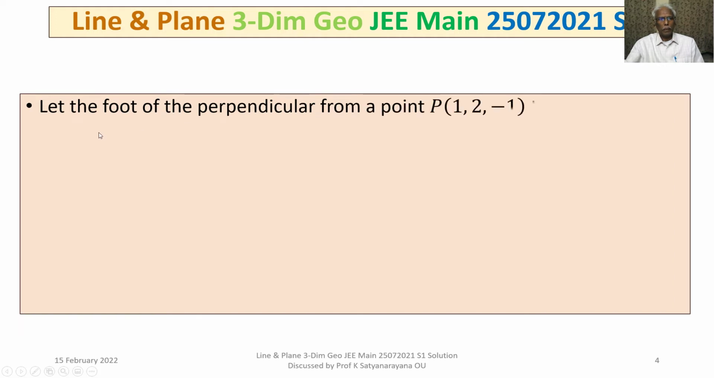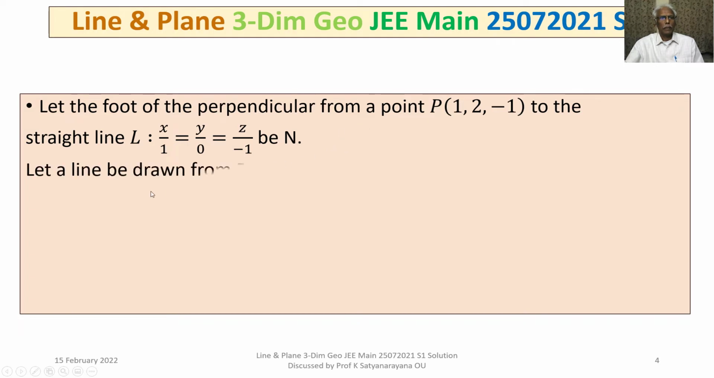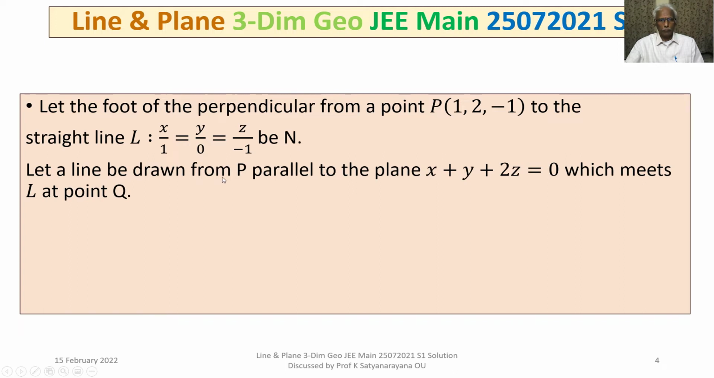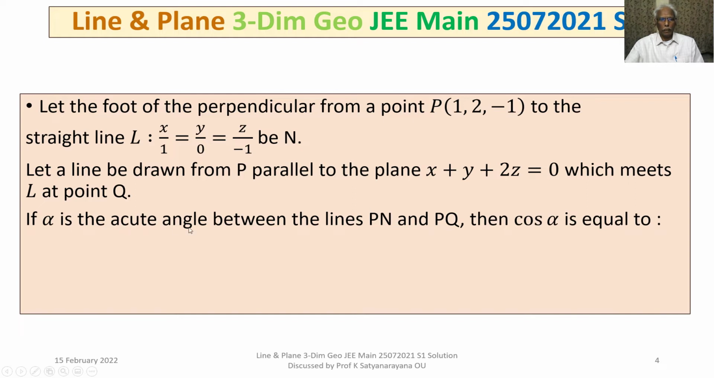The problem is, let the foot of the perpendicular from the point P with coordinates 1, 2, -1 to the straight line L given by x by 1 is equal to y by 0 is equal to z by -1 be N. Let a line be drawn from P parallel to the plane x plus y plus 2z is equal to 0, which meets L at the point Q. If alpha is the acute angle between the lines PN and PQ, then cos alpha is equal to, the four options are given to us.